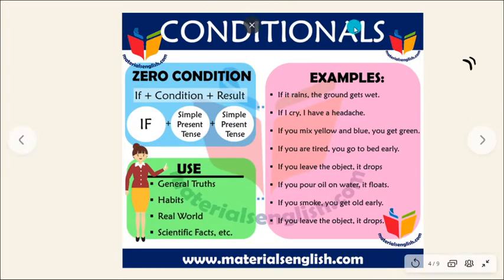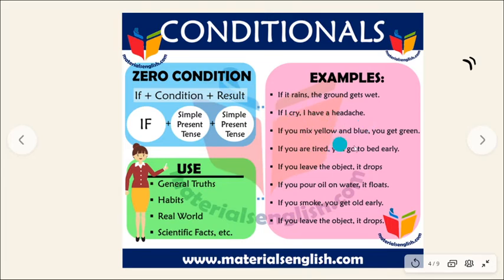Acá están los condicionales, lo que acabamos de explicar. So, all the time, simple present, use general truths, habits, real world and scientific facts. Examples, if it rains, the ground gets wet. ¿Qué sucede si llueve? Entonces ya el piso pues se moja. If I cry, I have a headache. ¿Qué sucede cuando lloramos? Da dolor de cabeza.